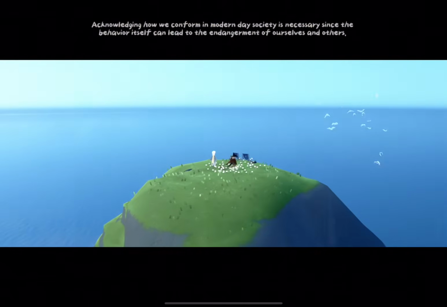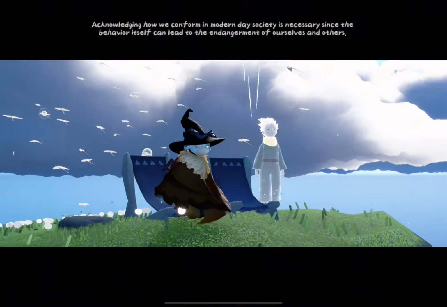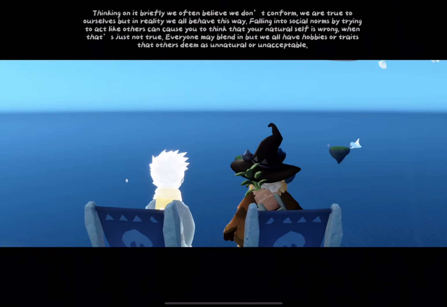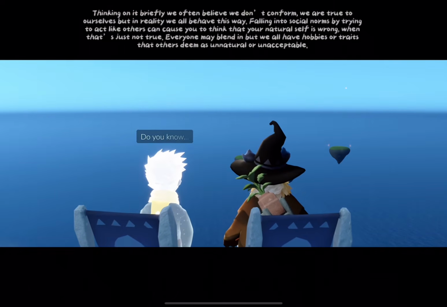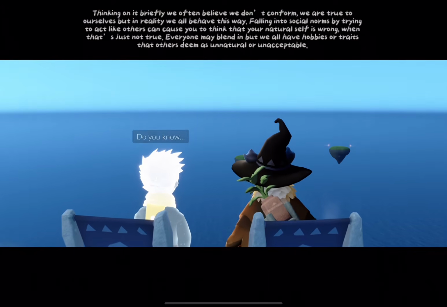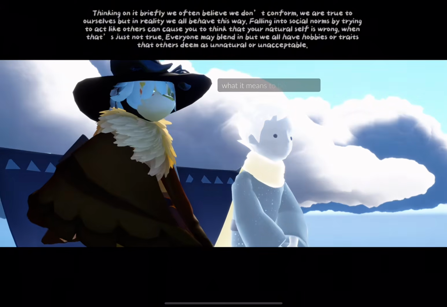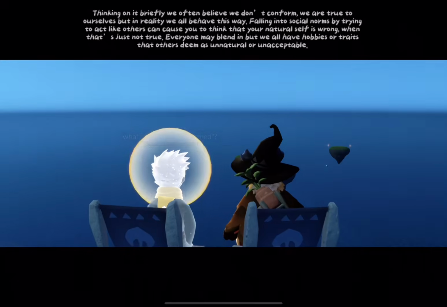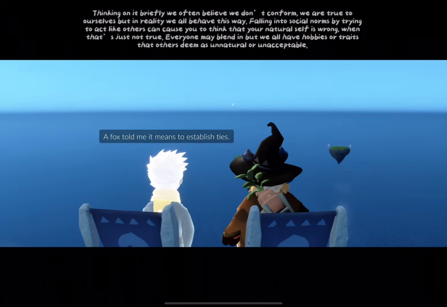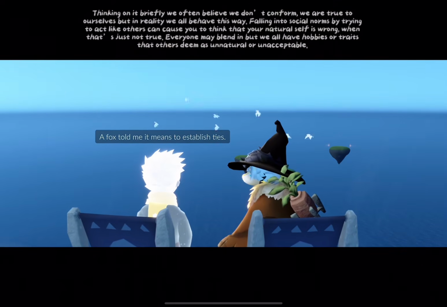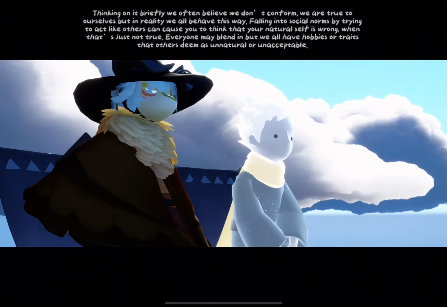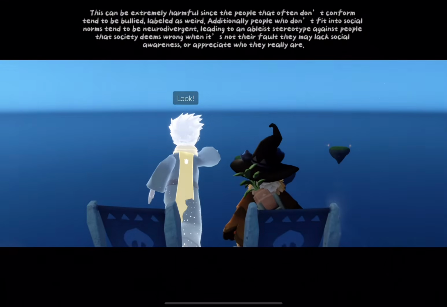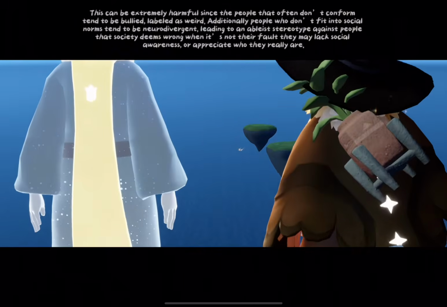Acknowledging how we conform in modern-day society is necessary, since the behavior itself can lead to the endangerment of ourselves and others. Thinking on it briefly, we often believe we don't conform. We are true to ourselves, but in reality, we all behave this way. Falling into social norms by trying to act like others can cause you to think that your natural self is wrong, when that's just not true. Everyone may blend in, but we all have hobbies or traits that others deem as unnatural or unacceptable. This can be extremely harmful, since the people that often don't conform tend to be bullied, labeled as weird.